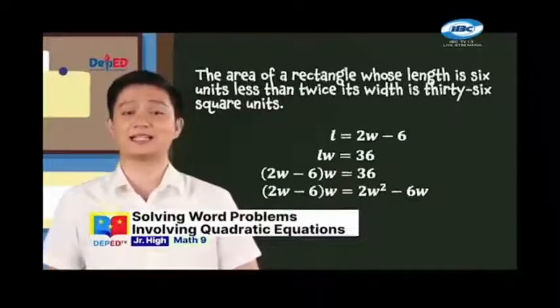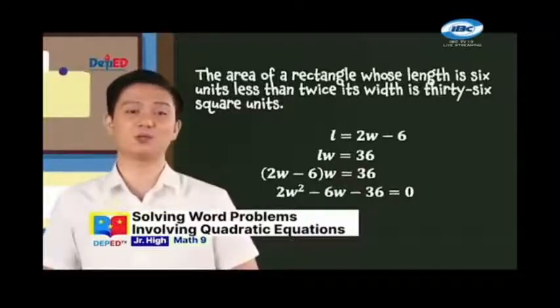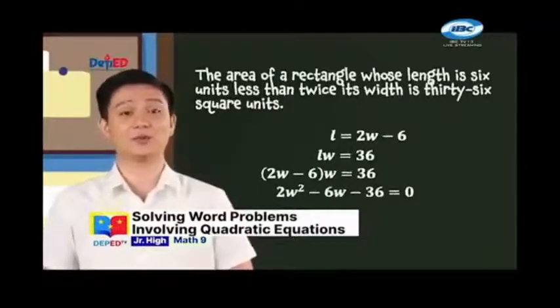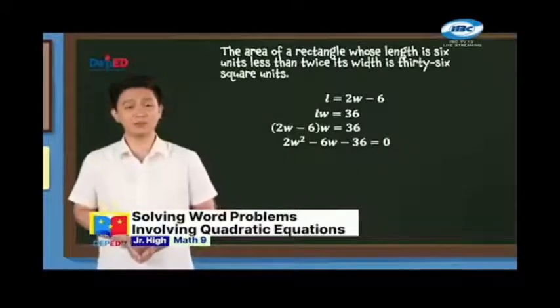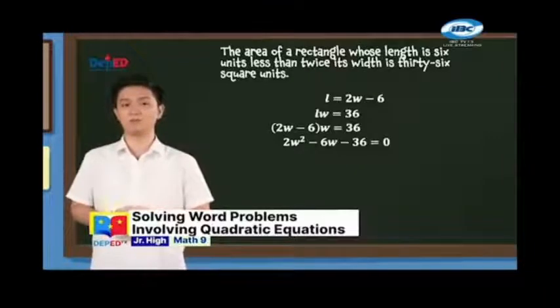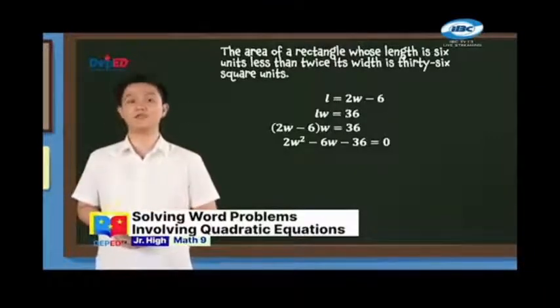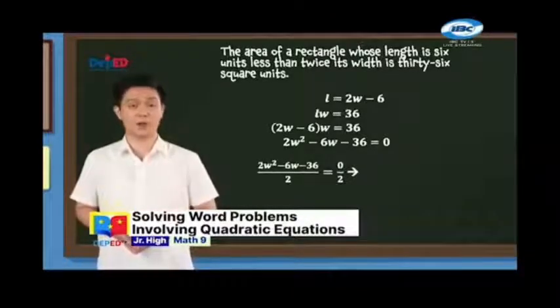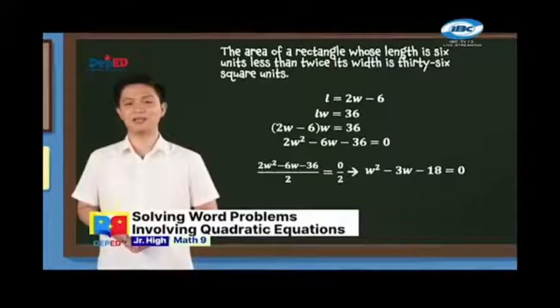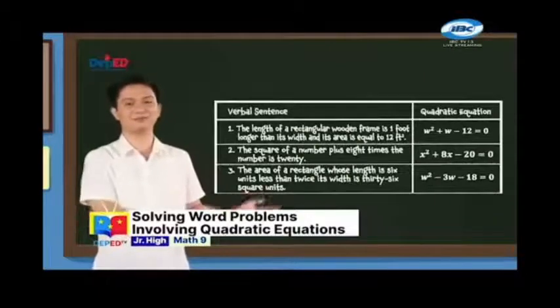And since the binomial 2W minus 6 times W equals 2W squared minus 6W, the equation then can be expressed in standard form as 2W squared minus 6W minus 36 equals 0. But wait, there's more. We can reduce the coefficients since 2, negative 6, and negative 36 are all divisible by 2. So, let's divide both sides of the equation by 2. The resulting equation is W squared minus 3W minus 18 equals 0. Let's record this in the table.